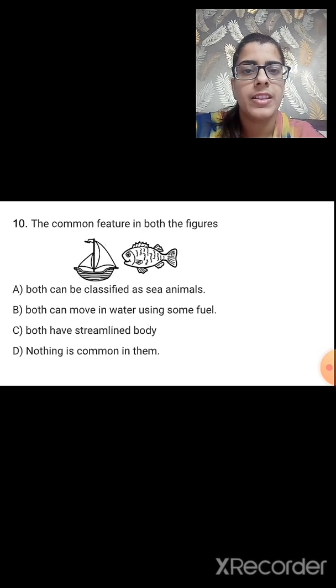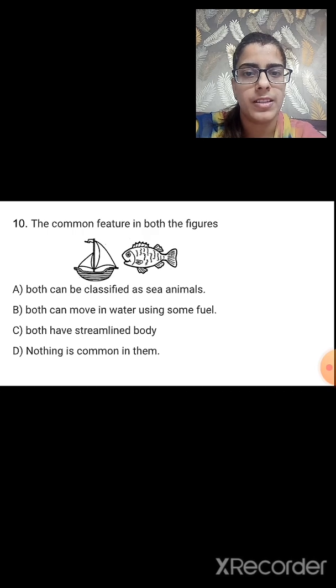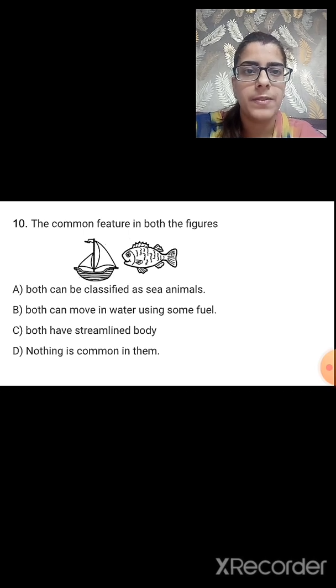Last question. The common feature in both the figures. You are given two figures. You have to tell the common features in both of these. Options are: A. Both can be classified as sea animals. B. Both can move in the water using some fuel. C. Both have streamlined body. And D. Nothing is common in them. So what is the correct answer? It is option number C. Both have streamlined body.